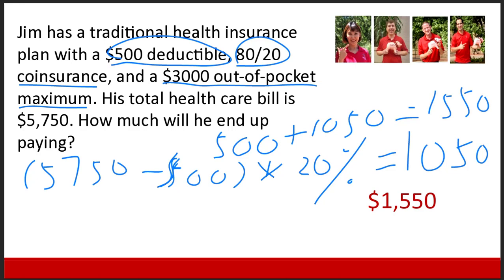The final step: compare this amount with the 3,000 out-of-pocket maximum. We'll choose whichever is less. So in this case, the 1,550 is less than the 3,000, so we'll choose this amount. That's how we calculate the health insurance cost for the medical bill. Any questions? No. Okay, and it's your turn.